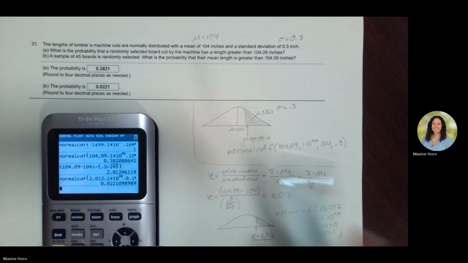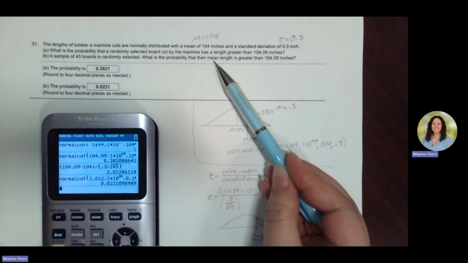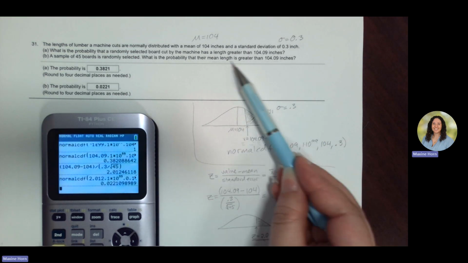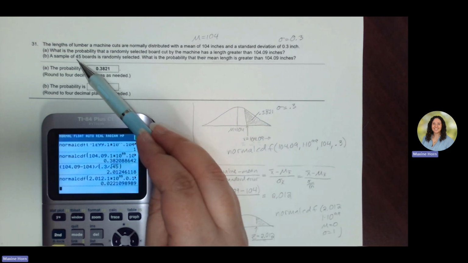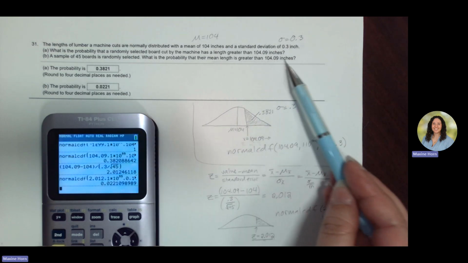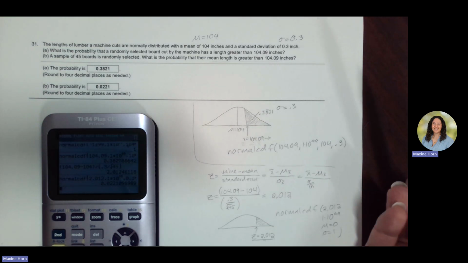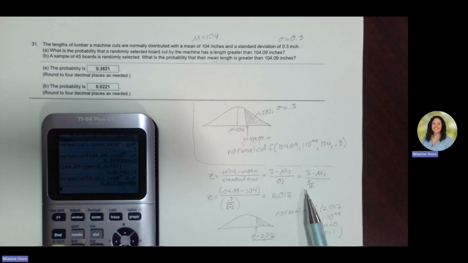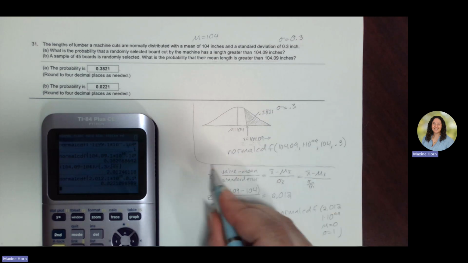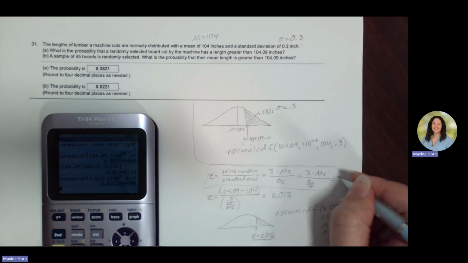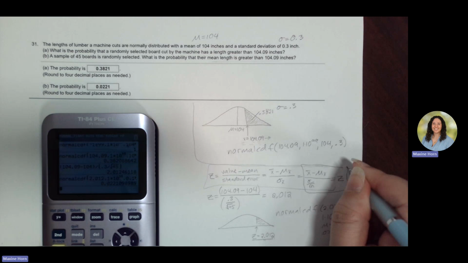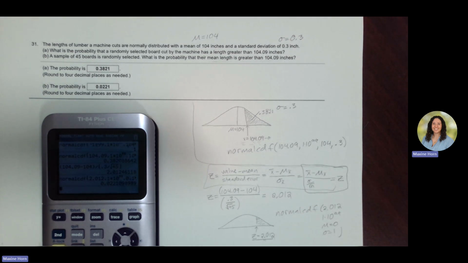So when you're doing the sample and you're talking about finding the probability of the mean of that sample being greater than something or less than something or between something, that's when you have to be using this formula, right? And you could even just block off this, right? So you have to find that corresponding z-score. Okay. All right. And then we have one more, very similar.